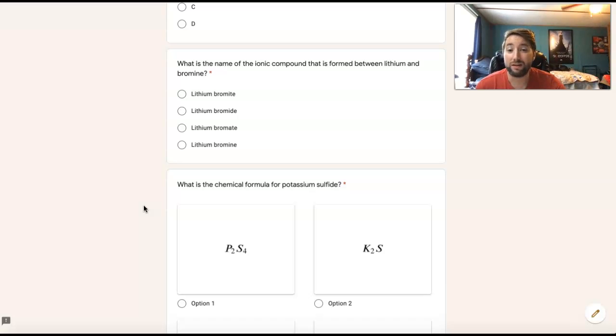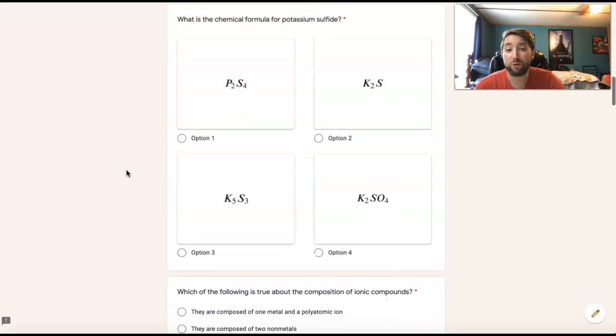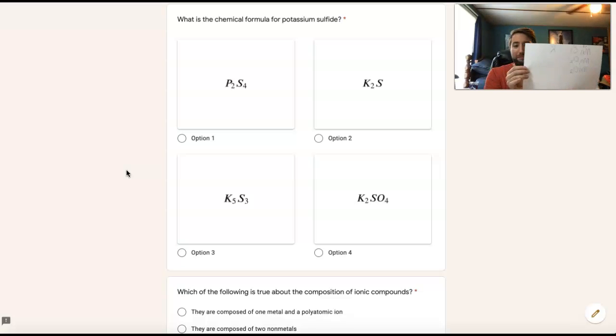Alright, so instead of lithium bromine, it's going to be lithium bromide, which is the second one here. Alright, the next one says, what is the correct formula for potassium sulfide? So for potassium, you want to find the symbol. Looking at the periodic table, it's K, just like that. Alright, so the symbol is K.